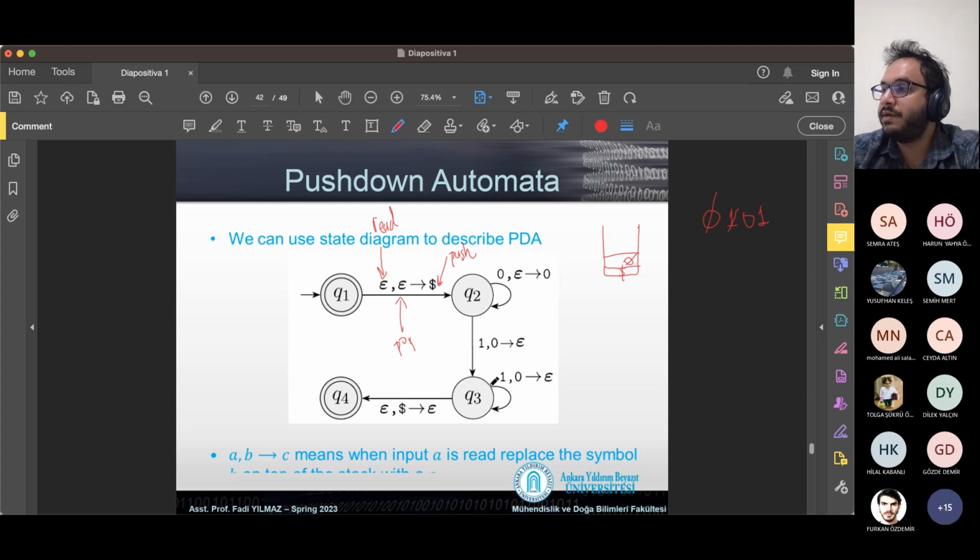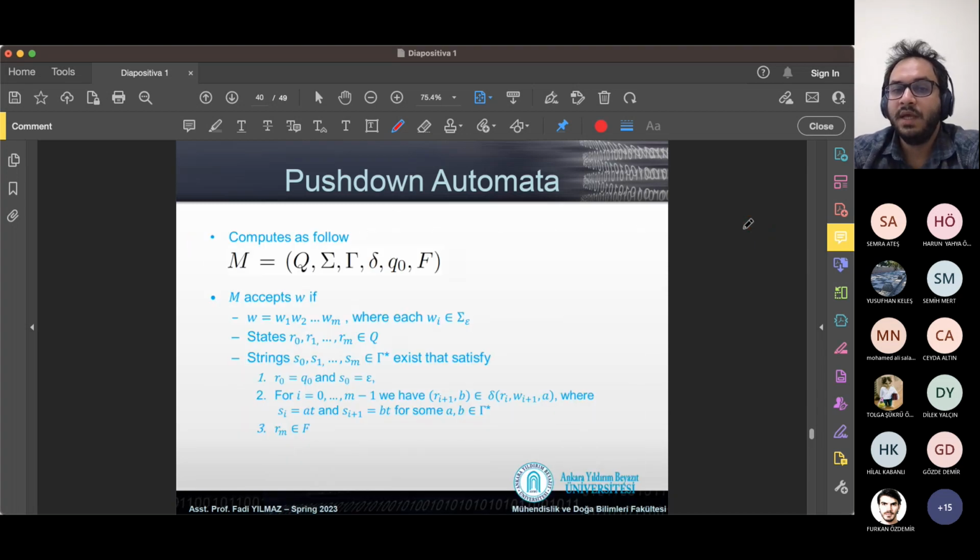I cannot read 0 here. You see, there is no rule for 0. I cannot read another 0 here. The rule is not defined, which means that I cannot do that, which means this is a violation. Which means this string is not part of my language, because my language is 0^n 1^n. Right? The order also matters, so this does not follow the order.